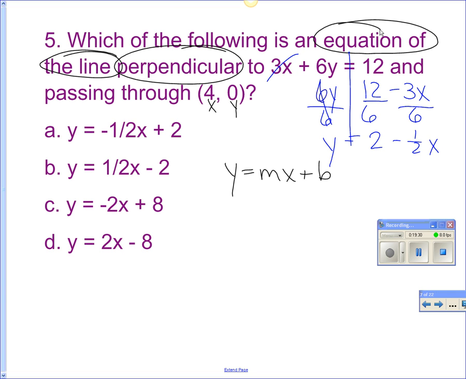Perpendicular. What does perpendicular mean to do? Flip and change it. So negative 1/2 becomes what? Positive 2 over 1. That's my m. And you can mark that out. We don't need it anymore once you get your m. All right, Dylan, help me out from here.